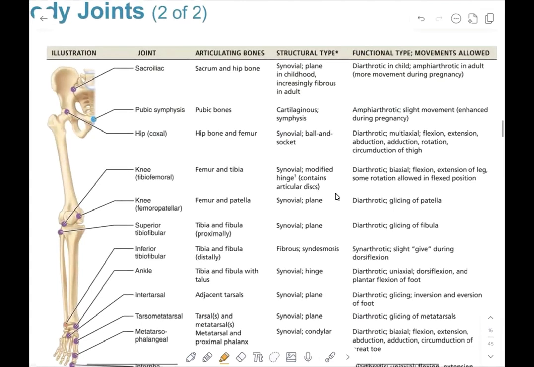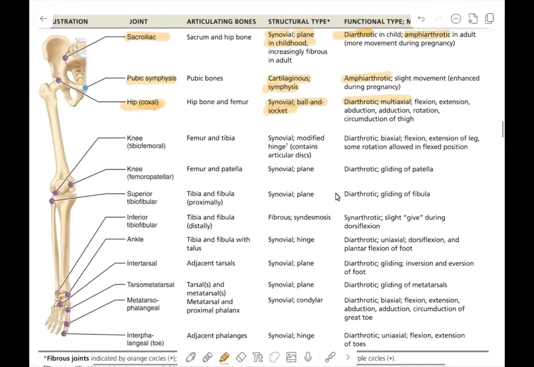So if we look at the sacroiliac joint, it's a synovial joint. It's plane in childhood and it gets more fibrous as we get older. So it starts out as diarthrotic and becomes amphiarthrotic later in life. The pubic symphysis is a type of cartilaginous joint called symphysis, and it's amphiarthrotic. The coxal joint is between the hip and the femur, so it's a ball and socket joint and allows for multi-axial movement. And you can see some of those other examples further down.